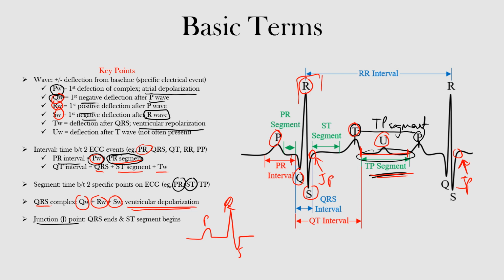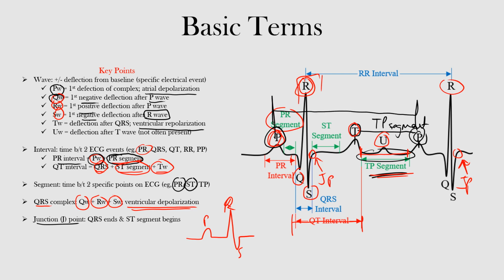We have the intervals, okay? And these represent times between two events on the EKG. We mentioned the PR interval, okay? Which included both the P wave and the PR segment. We mentioned the QRS complex made up of those three waves, okay? We mentioned the QT interval that is made up of the QRS complex, the ST segment, and the T wave, all right, from this point to here. And then we also mentioned the R to R interval, from one R wave to the next, and then the P to P interval, which is from one P wave until the next, so from here until this point.